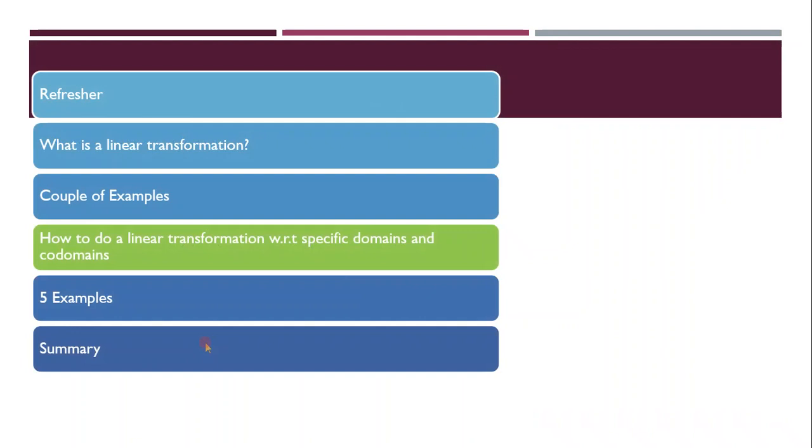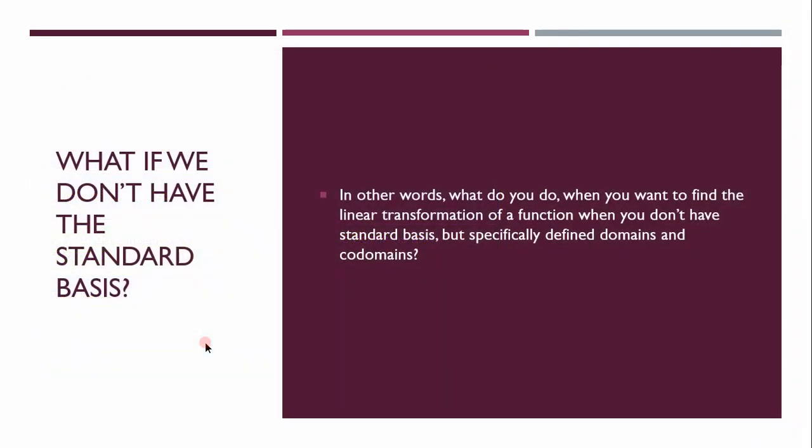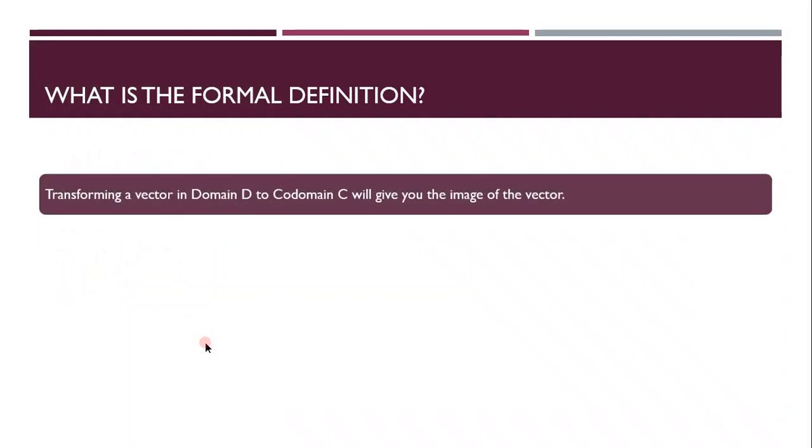So how do we do a linear transformation with respect to specific domains and codomains? Because we just did one with standard bases. So in other words, what do you do when you want to find the linear transformation of a function when you don't have a standard basis, but specifically defined domains and codomains? So this is a formal definition.